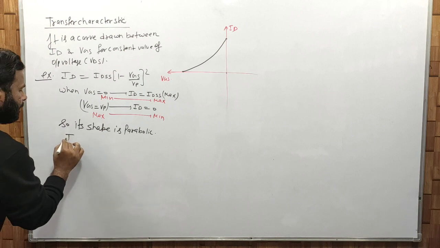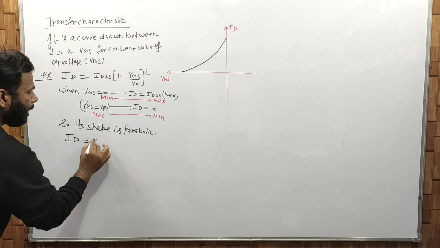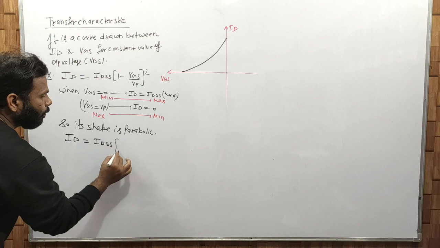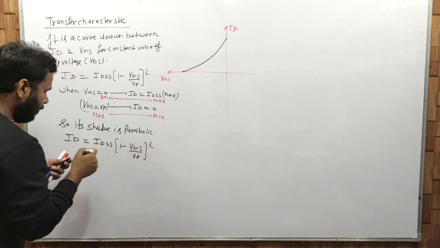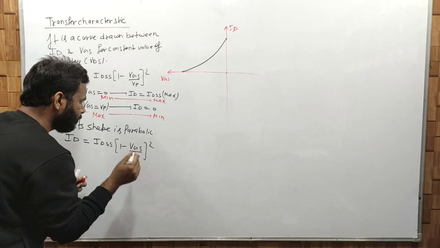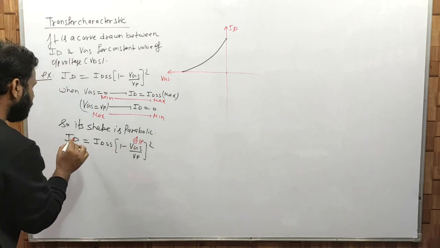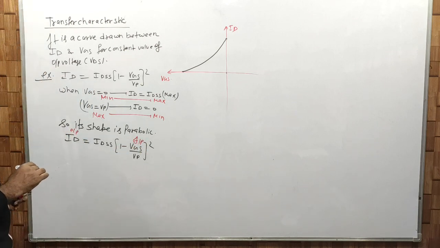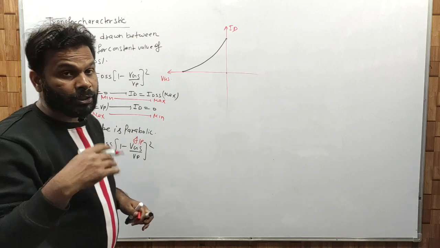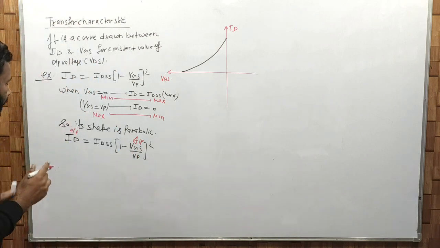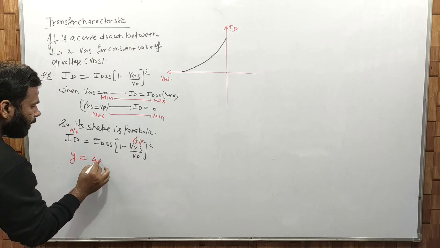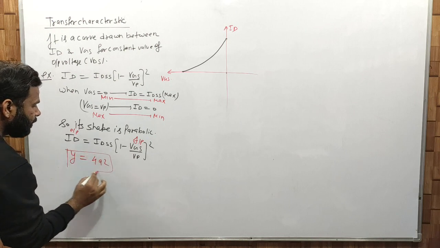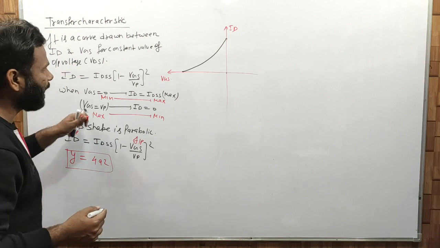Now this is understood from the curve. If you see it mathematically, then ID equals IDSS times (1 minus VGS upon VP) squared. Now this is your input, and this is your output. Clear? So the transfer curve is a curve drawn between the input and output voltage. Now if you see, it is like y equals 4x squared. Clear? So that's why it is the parabolic shape.